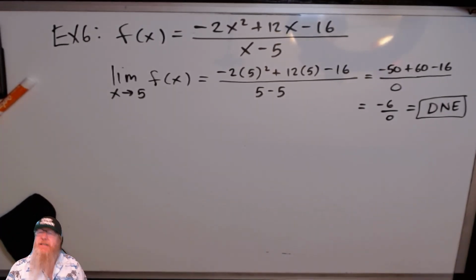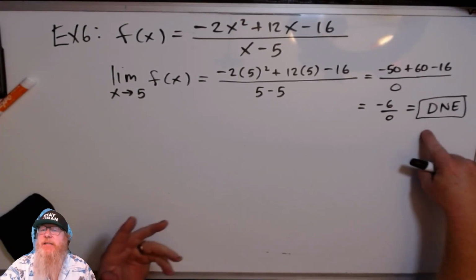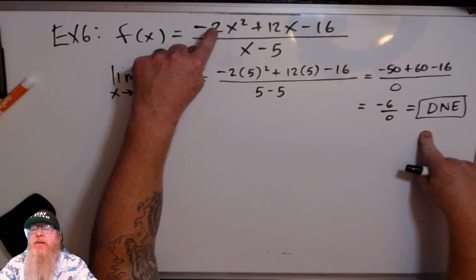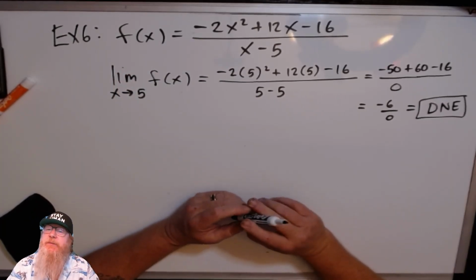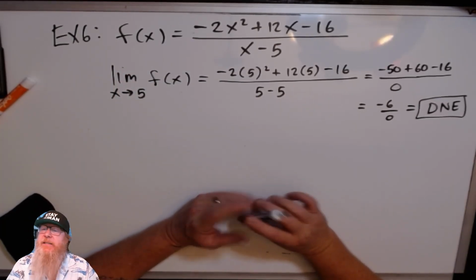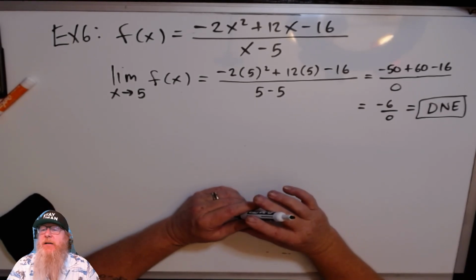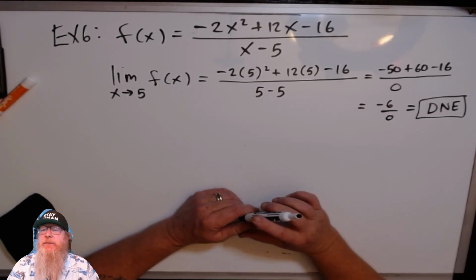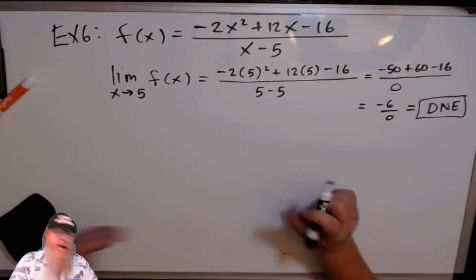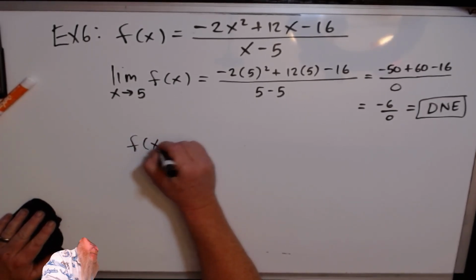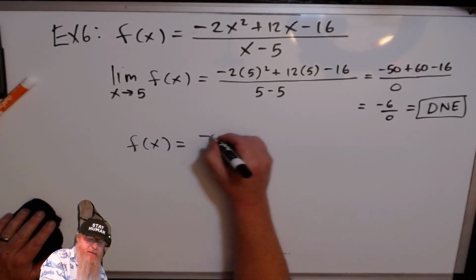All right. It's not 0 over 0. Why do I want to check that first? Because if it's not 0 over 0, then I don't really need to bother factoring this thing. At least not yet. I know that it's dne. I could try to factor it. I mean, I did that last time.